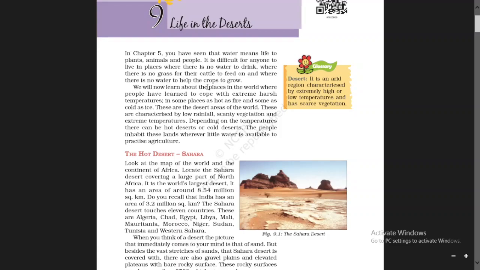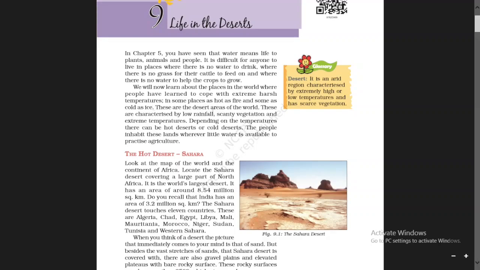We will now learn about the places in the world where people have learned to cope with extreme harsh temperatures, in some places as hot as fire and some as cold as ice. So here, boys, in this part of the chapter, we are going to learn about the places in the world where people have learned to cope. Cope means to deal successfully with extreme harsh, and harsh means very severe temperatures, in some places as hot as fire and some as cold as ice, some places which are very hot and some which are very cold.